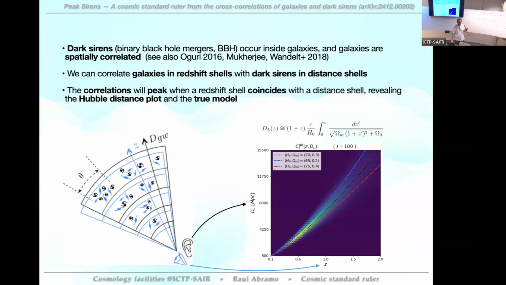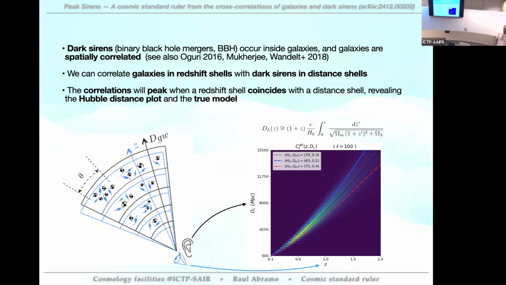Just to remind you, we have galaxies in redshift shells, and then we have dark sirens, black hole mergers in distant shells. So 100 shells in redshift, 50 shells in this, and that's what we use, but we might have used anything else. It doesn't really matter, because at some point you don't need to get much finer than that, because of the errors in the distances of the black hole mergers. At LSST it would be something like that. This is spectroscopic, assuming spectroscopic for now.